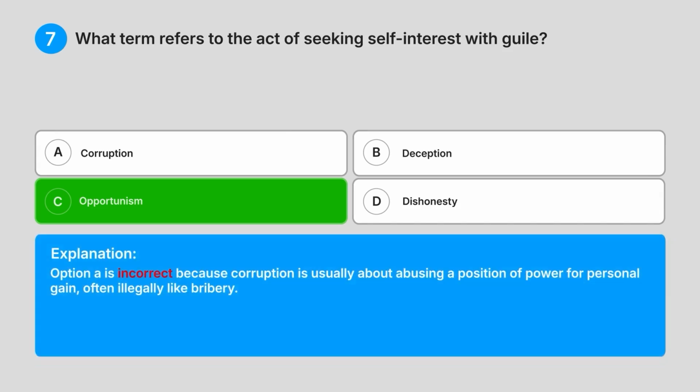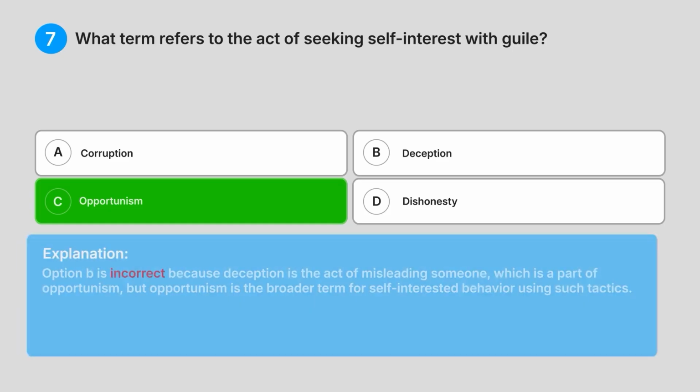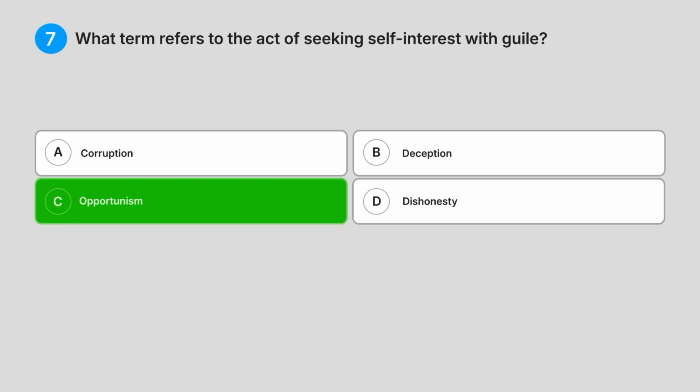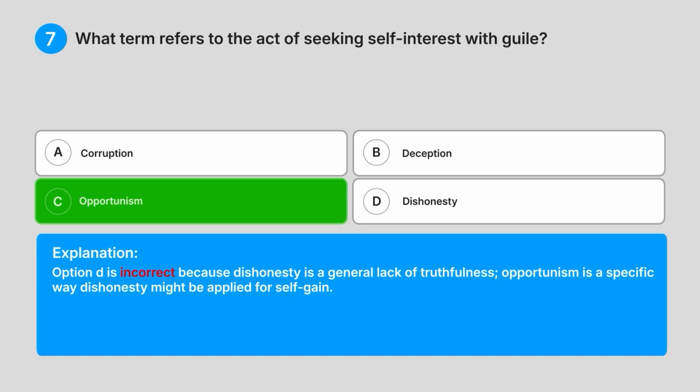Option A is incorrect because corruption is usually about abusing a position of power for personal gain, often illegally, like bribery. Option B is incorrect because deception is the act of misleading someone, which is a part of opportunism, but opportunism is the broader term for self-interested behavior using such tactics. Option D is incorrect because dishonesty is a general lack of truthfulness. Opportunism is a specific way dishonesty might be applied for self-gain.